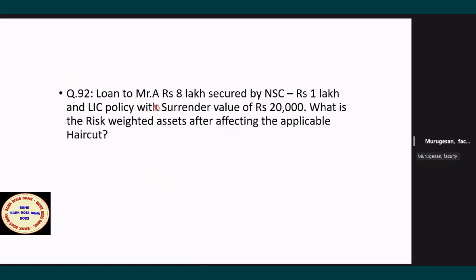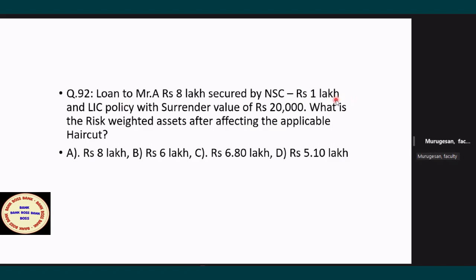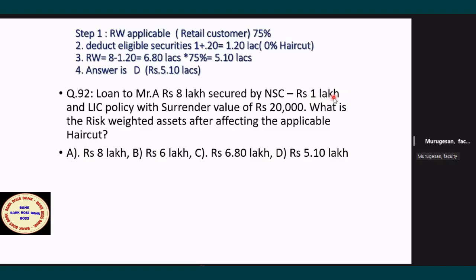92. Loan to Mr. A, rupees 8 lakh. A is the borrower. You have given a loan of 8 lakh, secured by NSC 1 lakh and LIC policy with surrender value. Here sometimes they will give the remaining maturity, but normally they don't give because it's a complicated formula. So NSC 1 lakh and LIC policy surrender value 20,000. What is the risk-weighted assets?